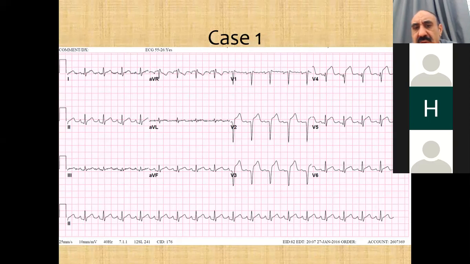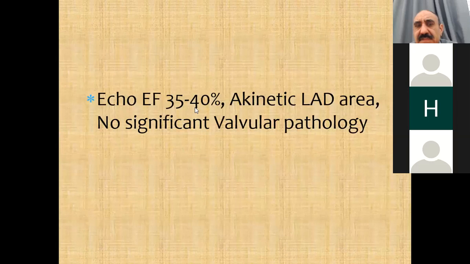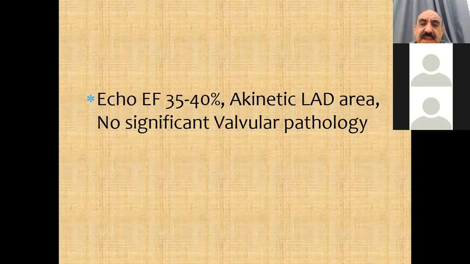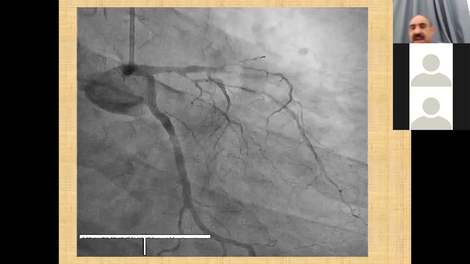We will do an echo to see how his LV function is, and if there is any LV clot, because we know that anterior MI is associated more with clots, apical clots, and echo sometimes does not really visualize the apex very well. If you do an MRI following anterior STEMI, you might find a small clot in up to 60% of all anterior STEMI. Anyhow, we did an echo, ejection fraction is as expected, 35 to 40%, akinetic LAD area, no significant valvular pathology. So what shall we do next after the echo?